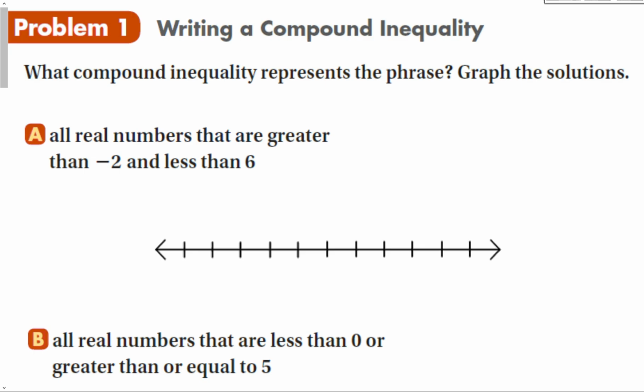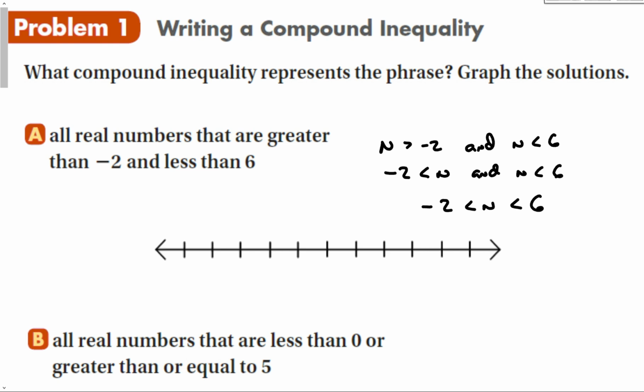So let's make a compound inequality that represents the phrase and graph the solutions. My first one: all real numbers that are greater than -2 and less than 6. So we can say all real numbers n that are greater than -2 and n is less than 6. And because these are both equal to the same variable, I can flip this one around and smush them together to say that -2 is less than n is less than 6, so that n is in between -2 and 6, or we can say that n is greater than -2 and less than 6.